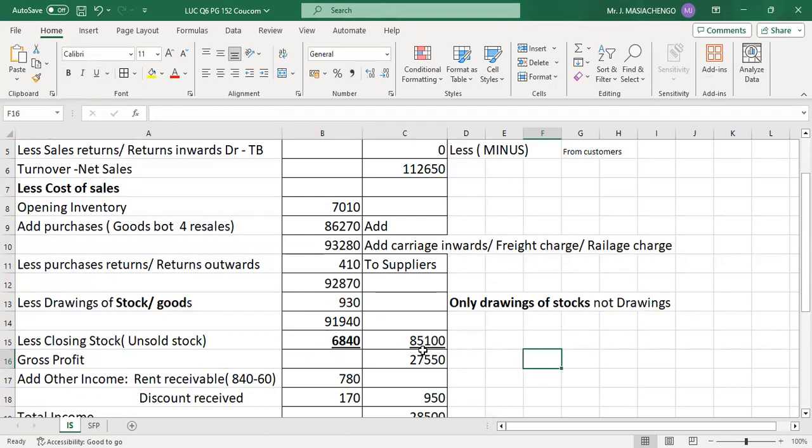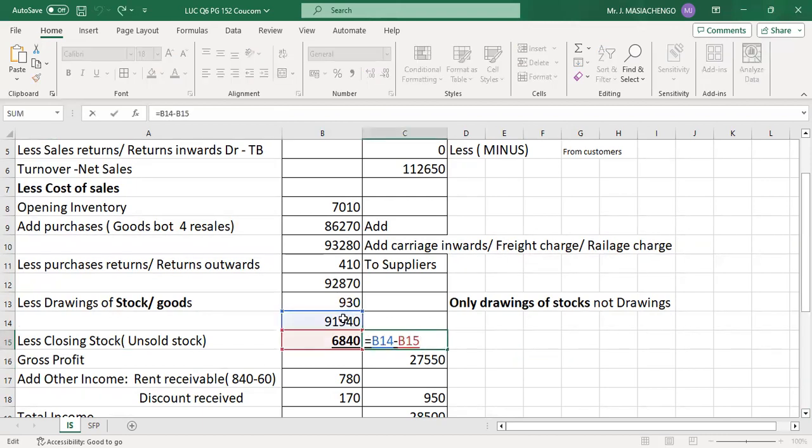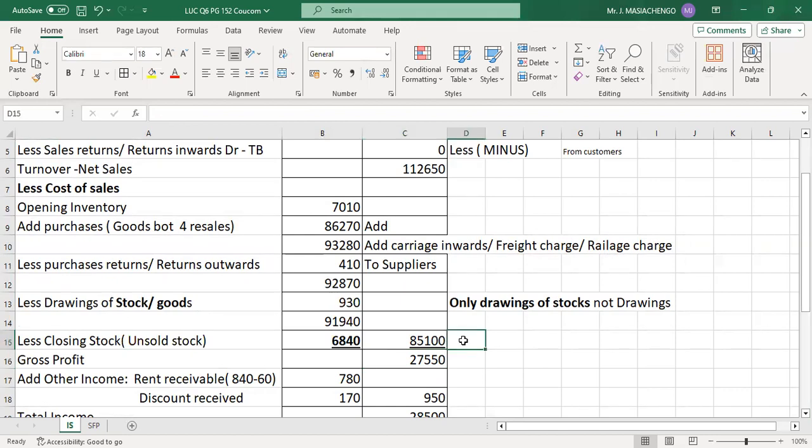Then we write the 85,100. It's coming from this 91,940 minus this one. Then we write it there. I know most students want to put it down, but we are almost done. And this figure is our cost of sales. Cost of what? Of sales figure. This figure. Is it making sense?